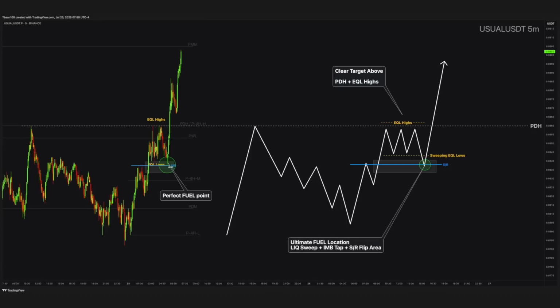Step 2. In order to move our car to hunt the targets, we need fuel, a gas station. At the bottom, what is price doing? It sweeps the equal lows, taps the inner imbalance, and hits the support and resistance flip zone, a most perfect fuel. Step 3. Where is all this action happening? Remember, this is not an ordinary location. It all happens at the multi-imbalance area of the 30-minute, 45 minutes, and 1 hour levels. Now this is a magnificent price action. It is like driving a Ferrari today.